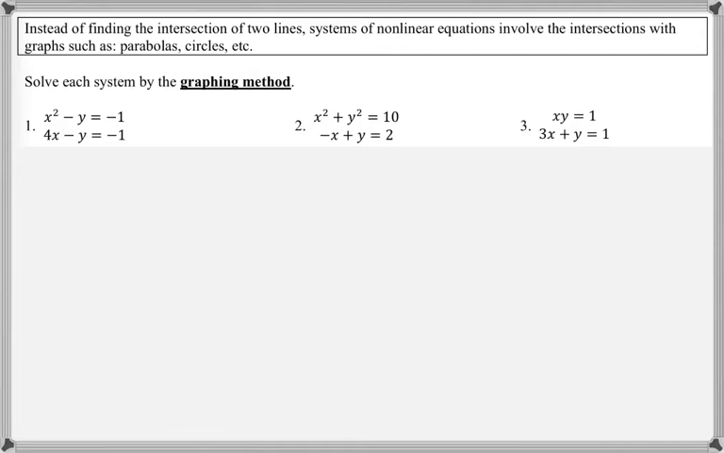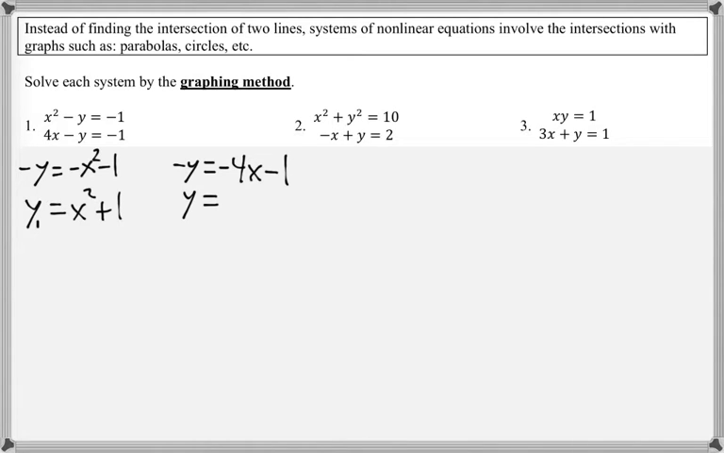So we're going to be solving these by the graphing method, which means my first step is going to be to isolate y in both of these equations. So let's look at the top one, and I want to get y by itself. So I want to divide everything by -1. So I'm going to call this my y1. And then the bottom equation I want to isolate for y, and then divide by -1. Okay, so I'm going to call that my y2.